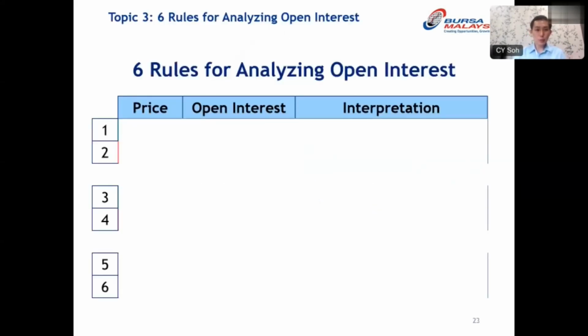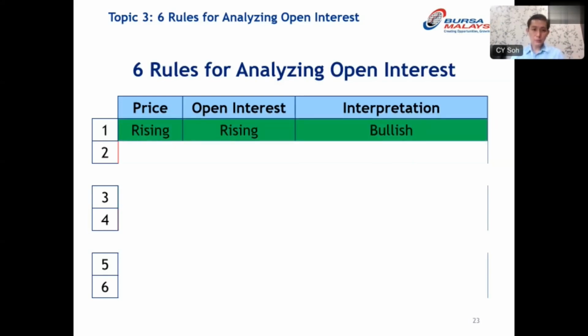It takes a lot of practice and trading experience to be able to interpret it accurately. There are 6 rules for analyzing open interest, and only these 6 conditions. Conditions 1, 2, 3, and 4 are easier to understand. Numbers 5 and 6 sometimes happen in the market, sometimes rarely. So all you need to familiarize yourself with is rule number 1 until rule number 4. Let's have a look at the rules first, and in the next slide, I will explain each of these rules with an example.